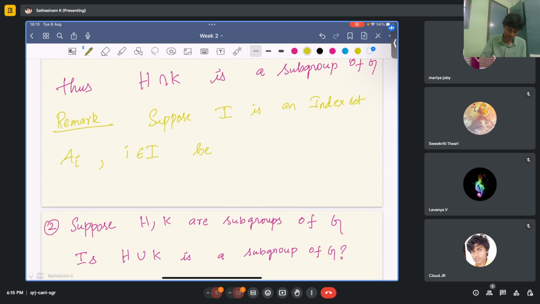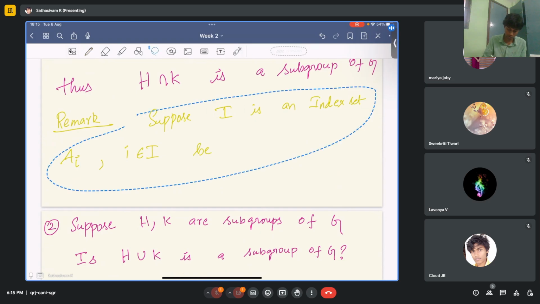maybe I'll change the color here. This is not a good color.